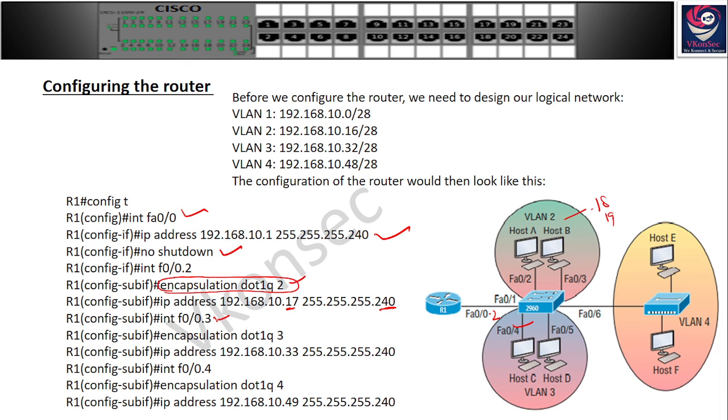Then you have to enter into .3, and run encapsulation dot1Q 3. 3 is indicating your VLAN, right? And you put the IP address for this. Then you enter .4, that is for VLAN 4. I'm talking about this. So encapsulation dot1Q 4, it is for trunking, and the IP address 192.168.10.49 is there, and 255.255.255.240 is there. Right. So this is the configuration at router R1, right?